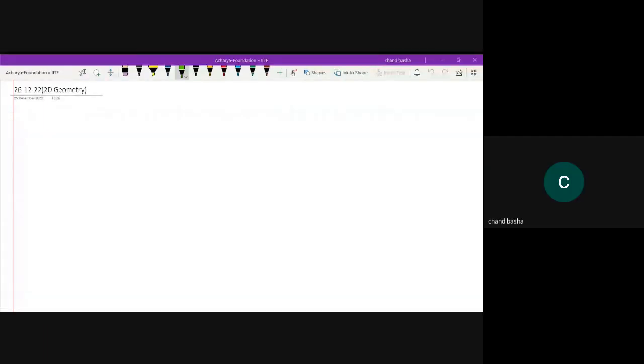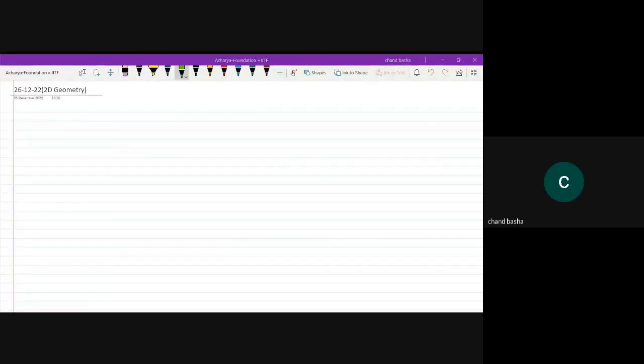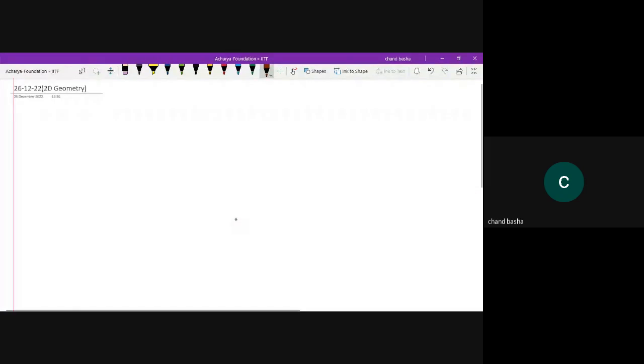The distance, inclination, and slope. These are the 3 points we have completed in the previous class. Let's try to extend this concept by using the slope topic. I'm going to discuss the straight line. The next topic is the straight line.